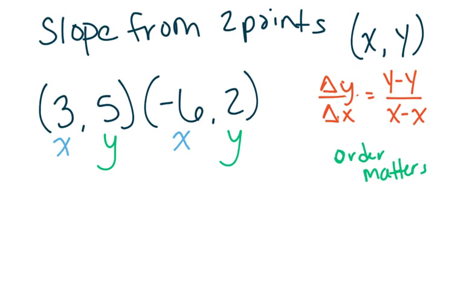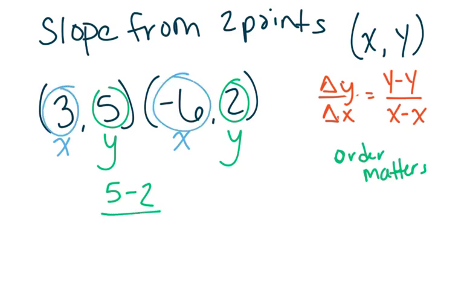Okay, so order matters. We want to make sure that when we do this, we always do it in the correct order. So y minus y is going to go on top. So in this case, I'm going to go 5 minus 2 over our 3 minus -6. So it's always a minus sign in the middle, and 3 minus -6. Even though it's a -6, it's always a minus sign in the middle.